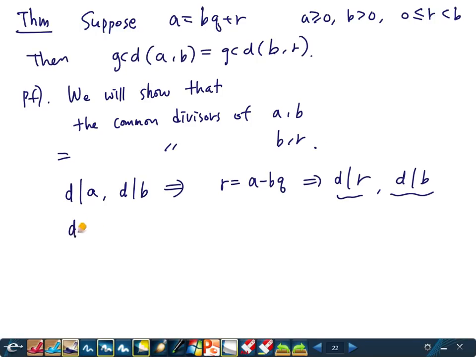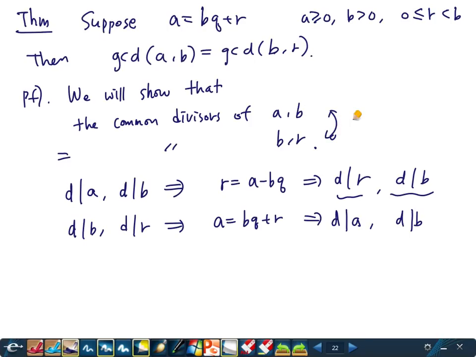The other way is also simple. Suppose we have a common divisor D of B and R. We need to show that it is also a common divisor of A and B. What is A? A equals BQ plus R. This is divisible by what? D. BQ is divisible by D, and R is divisible by D. So their sum must be divisible by D. So A is divisible by D. But we already assume that B is also divisible by D. So it's a common divisor of A and B. It proves this thing. They are the same. Okay?